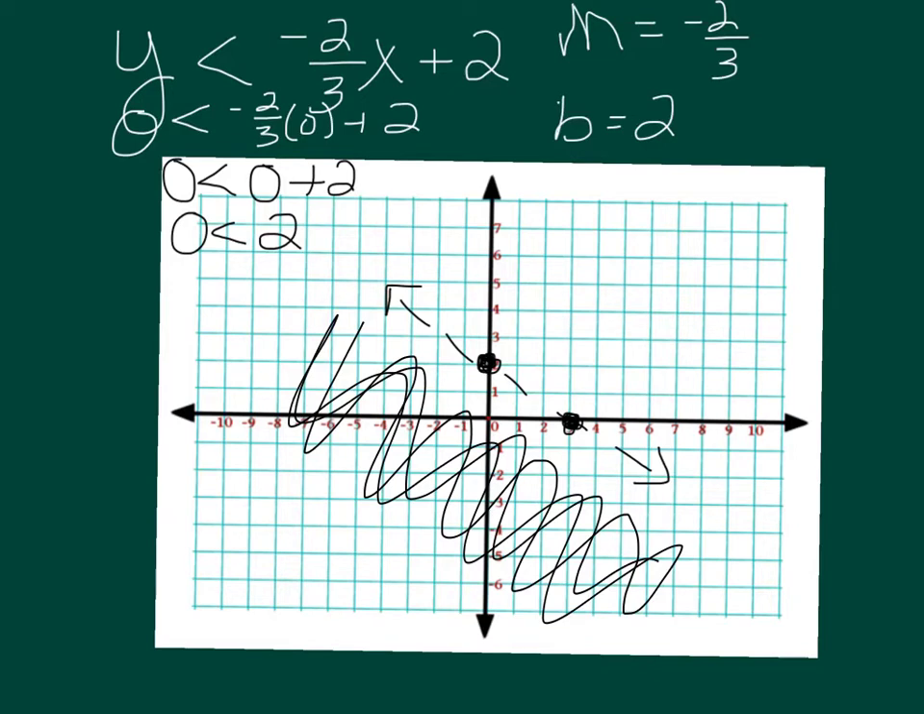All right, and that is how you graph your inequalities when they're in slope-intercept form.